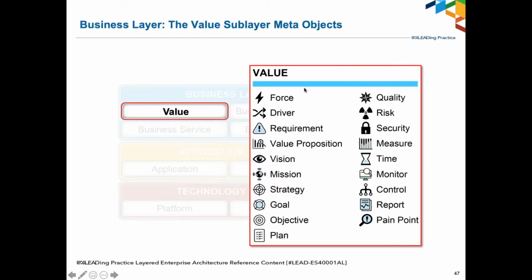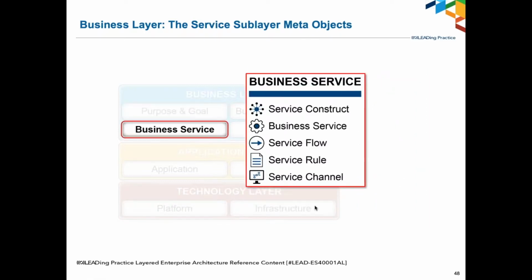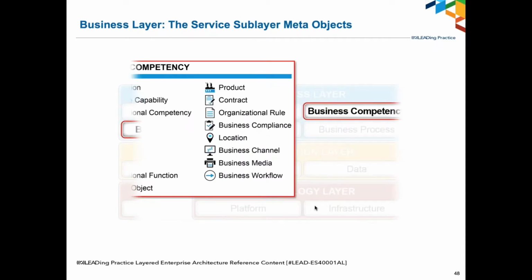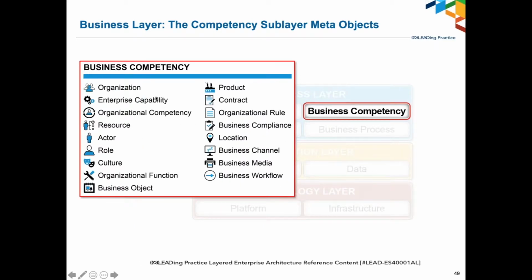Each of them works with totally different objects. The value architecture works with these objects. The service architecture works with the service constructs of the organization: the business services, the service flows, the service rules, the service channels. If you are looking at aspects of your competencies, then you are talking about your enterprise capabilities, your resources, your actors, your culture, your business objects, your products, your contracts, your locations, your channels that you're going out with, and your organizational rules and your compliance aspects. Let's face it, most architects don't even know how to link to these things. In some of them we have.